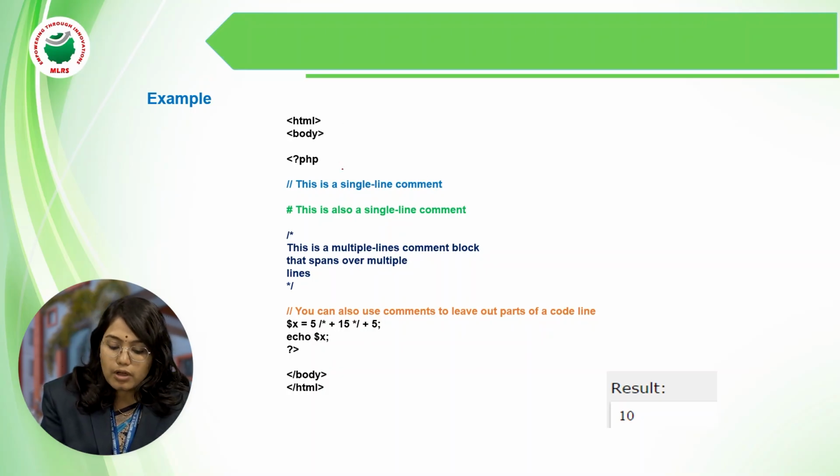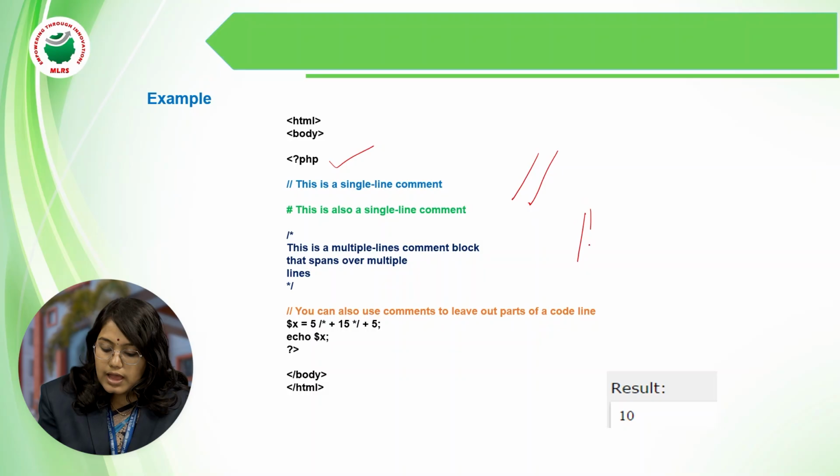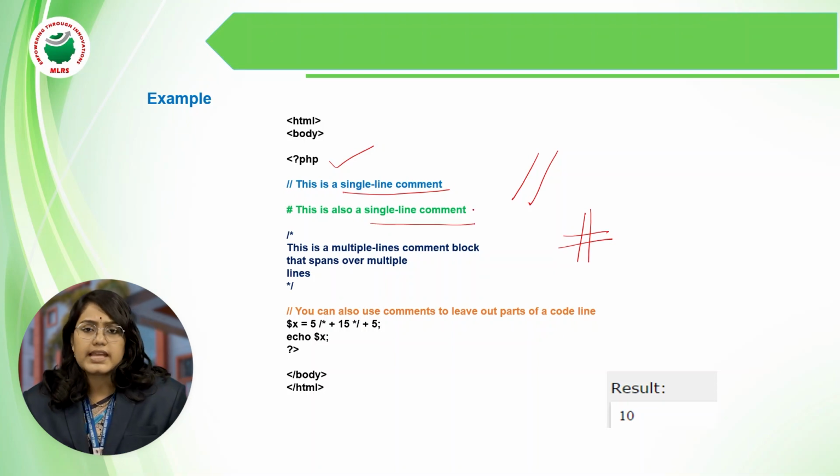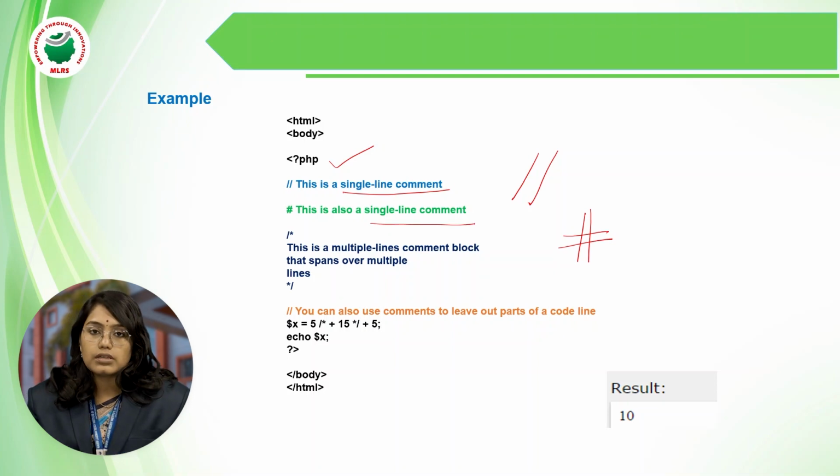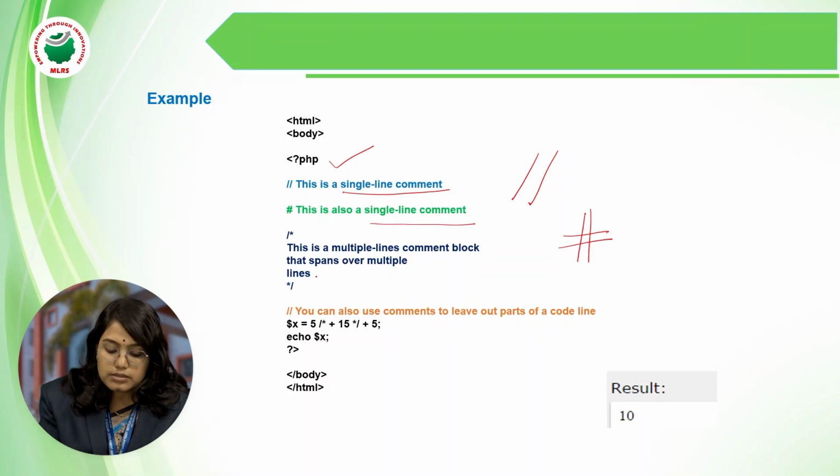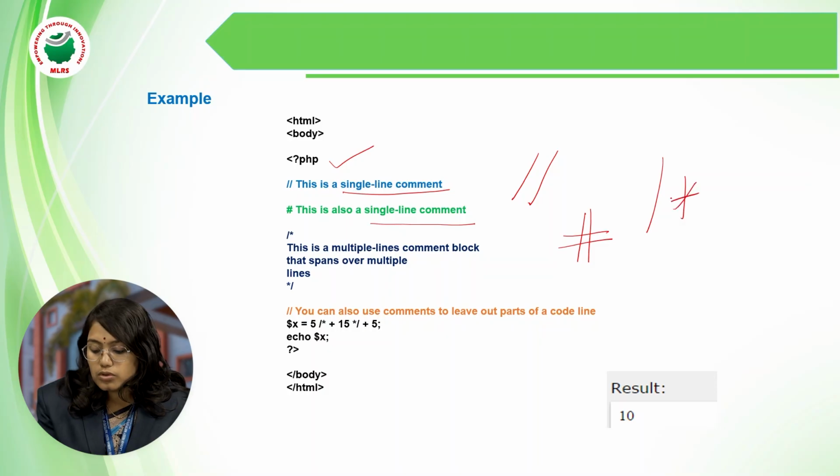Here in a body tag, we open the PHP script. Here we have written double slash or hash. Double slash is nothing but a single line comment. Hash is also a single line comment. Both indicate the same. Whichever you require, it is the same comment. For multiple-line comments, we use slash star and star slash.